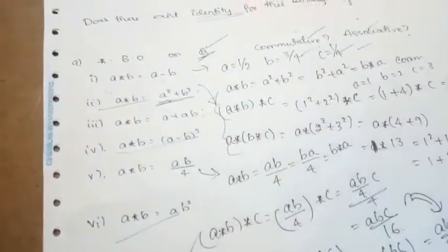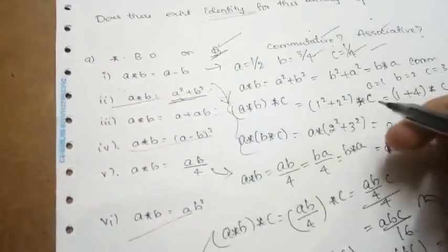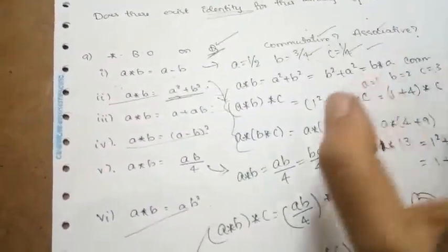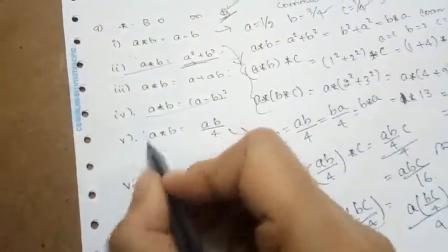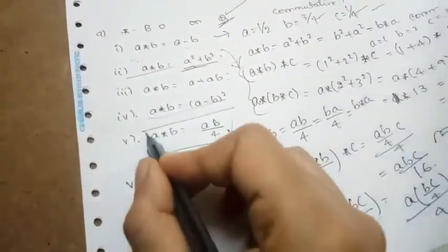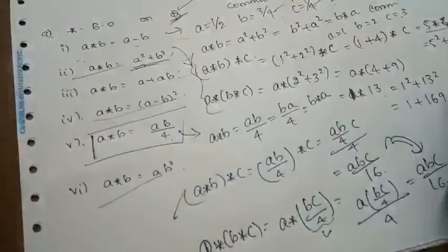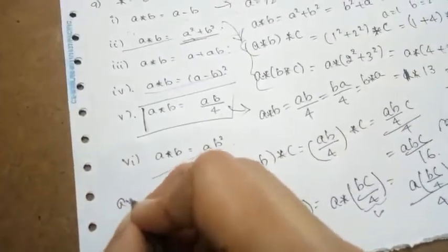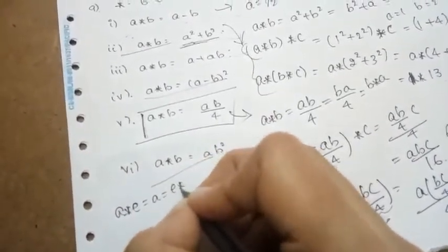The 10th question is: among all these 6, which one possesses the identity? Here the identity is possessed by only this one. Why only this one? You can see here a star b. What is the definition of identity? It is nothing but a star e is equal to a, which is also equal to e star a.